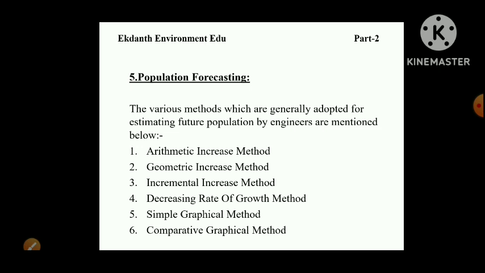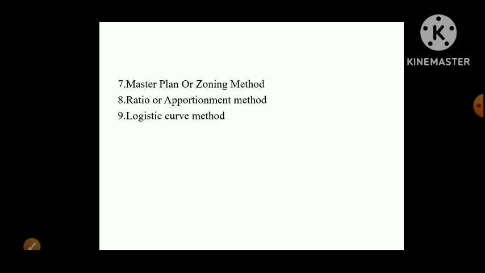Okay, so let's see. The first one is your arithmetic increase method, second one is the geometric increase method, the third one is your incremental increase method. Fourth one, the decreasing rate of growth method, fifth the simple graphical method, sixth the comparative graphical method. Okay, seventh is your master plan or the zoning method, eighth the ratio and apportionment method. Okay, and the last one is your logistic curve method. Okay, very much important from exam point of view.